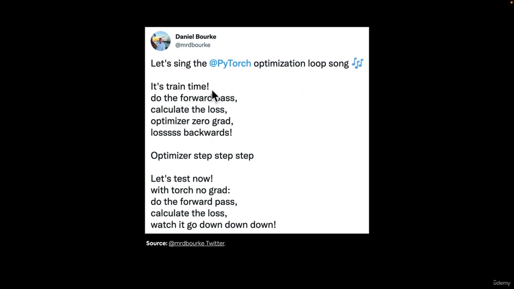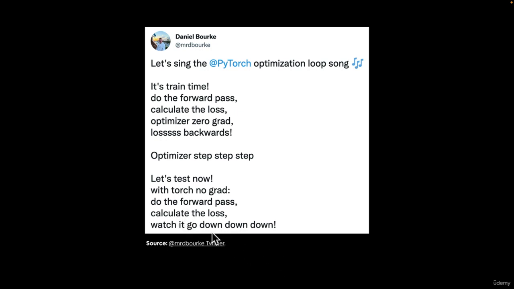It's train time. So we do the forward pass, calculate the loss, optimizer zero grad, loss backwards, optimizer step, step, step. Now you only have to call optimizer step once. This is just for jingle purposes. But for test time, let's test. With torch no grad, do the forward pass, calculate the loss, watch it go down, down, down.